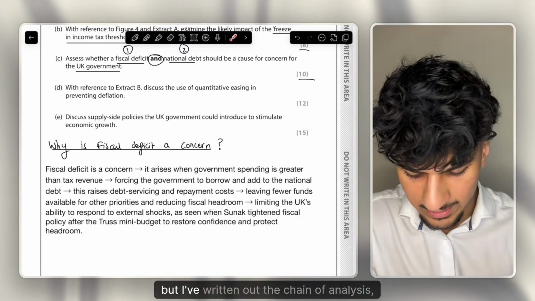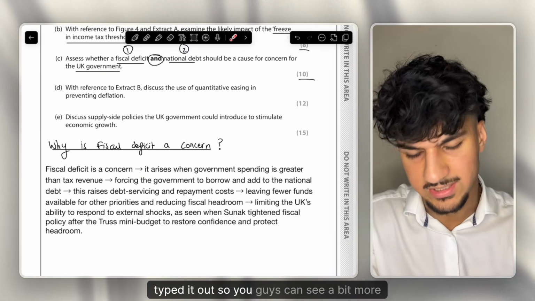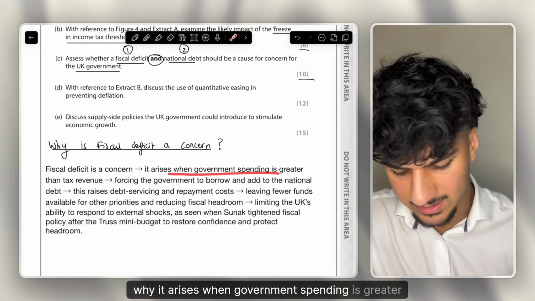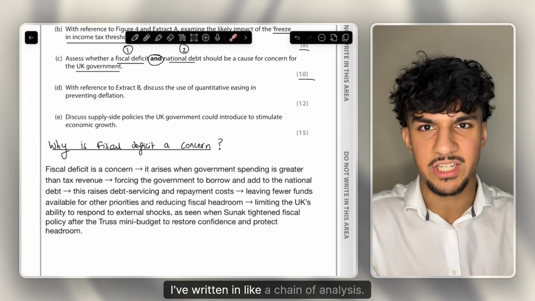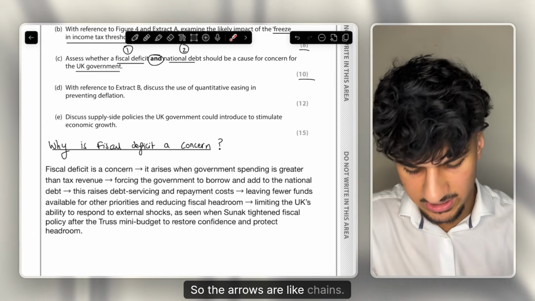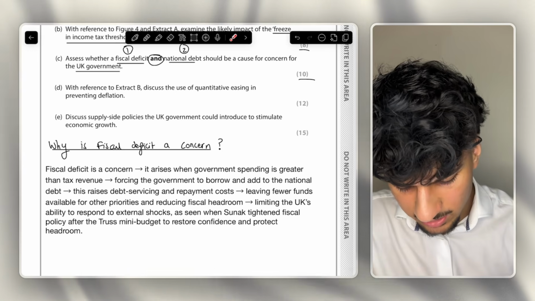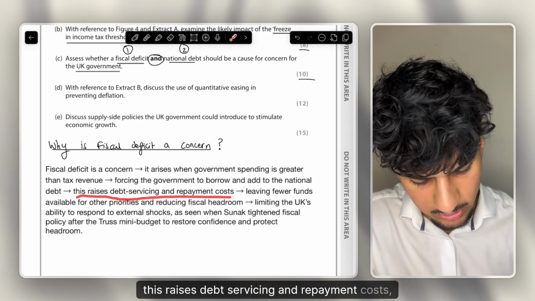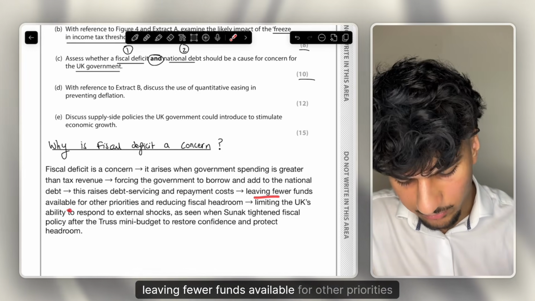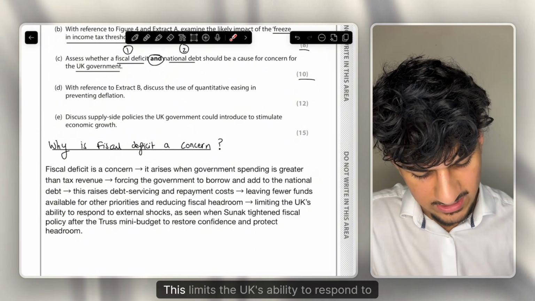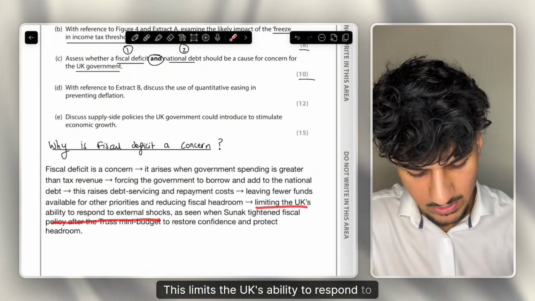I don't do this a lot, but I've written out the chain of analysis, typed it out, so you guys can see it a bit more clearly. So fiscal deficit is a concern. Why? It arises when government spending is greater than tax revenue. I've written it like a chain of analysis, so the arrows are like chains. So forcing the government to borrow and add to the national debt. This raises debt servicing and repayment costs, leaving fewer funds available for other priorities and reducing fiscal headroom. And this is why it's so important. This limits the UK's ability to respond to external shocks.